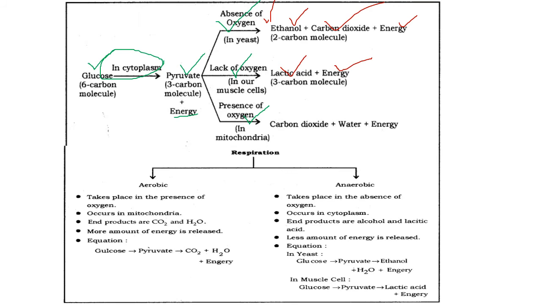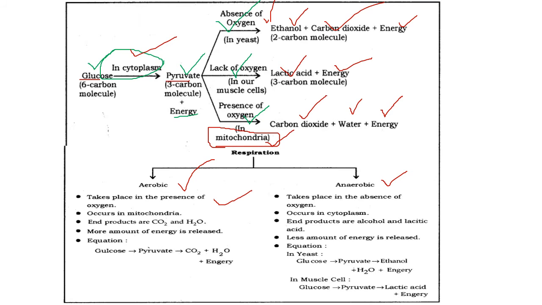But when there is presence of oxygen, carbon dioxide, water and energy is formed, and all these processes occur in the mitochondria. You have to remember, glucose to pyruvate occurs in cytoplasm, but the pyruvate to energy release occurs in mitochondria. So let's have a look at aerobic and anaerobic respiration.